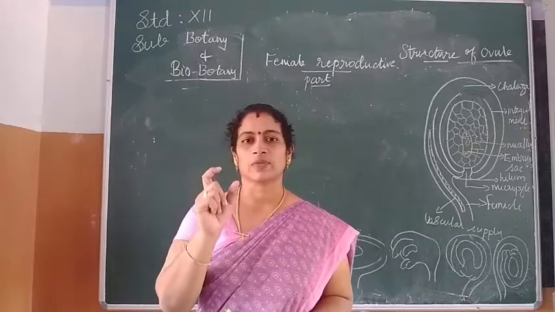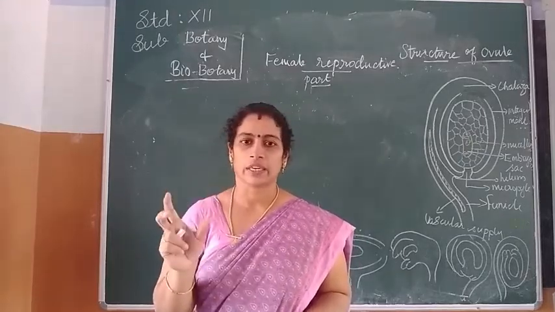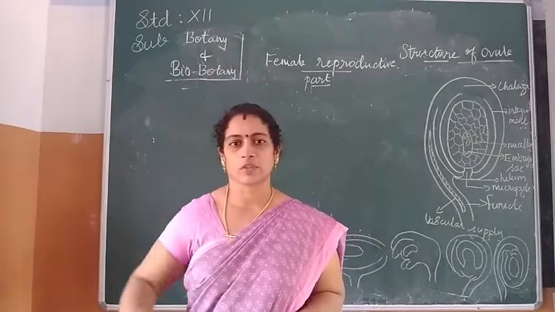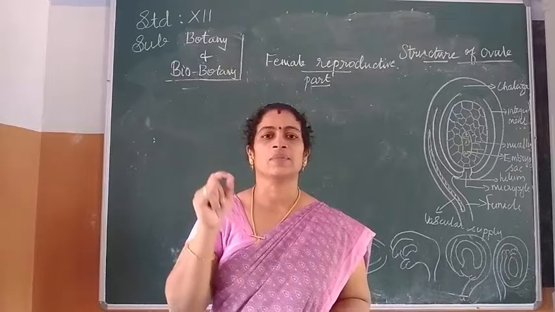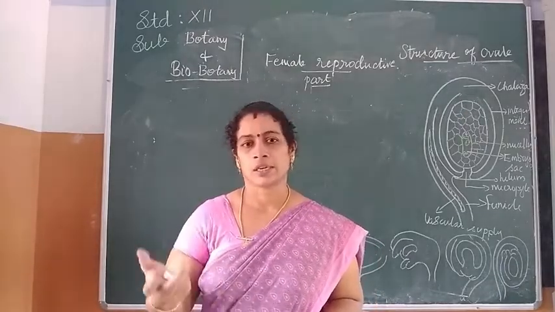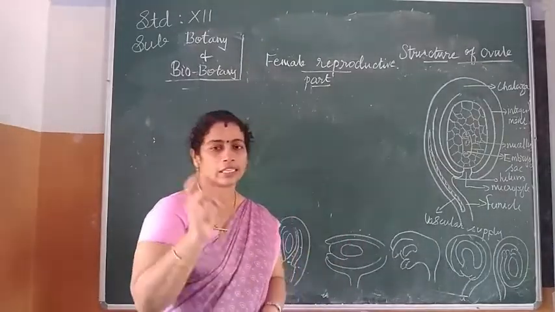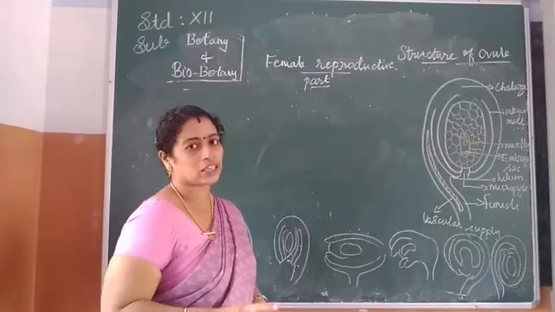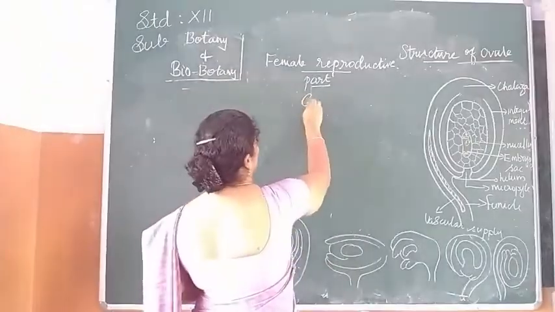The ovary is the place where the ovules are embedded and protected. The next region, the slender part of the pistil, is the style, and the top region is known as the stigma, where the pollen grains are accepted by the pistil. Now we are going to study the female reproductive part, the gynoecium, in detail.